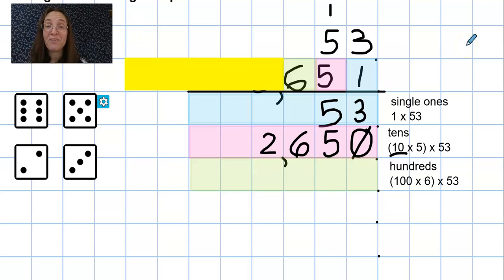Now here's a great reminder that you need to remember to do when we're multiplying multiple digit numbers times multiple digit numbers. You've got to cross out the old regrouping. I'm just going to cross it off like this.